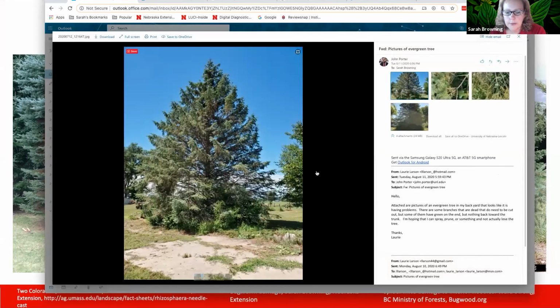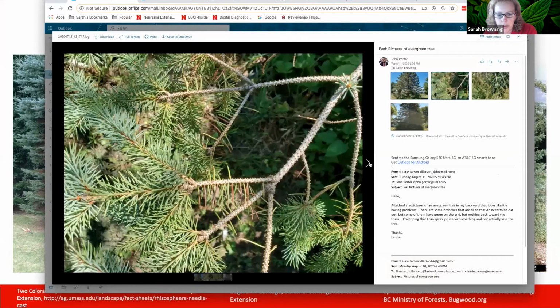These are Lori's pictures of Lori's spruce, and you see how the spruce is thinner. It's thinner than it should be. It should have more needles than this. And if we go to some of Lori's close-ups, you see how these needles are turning brown, the older needles.